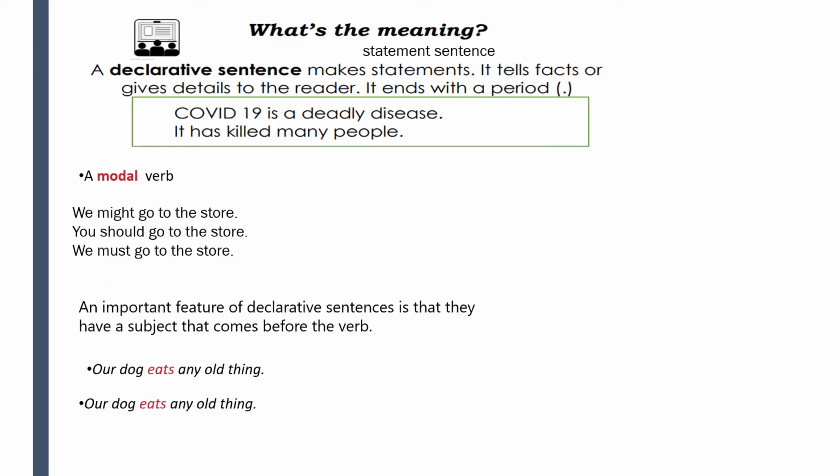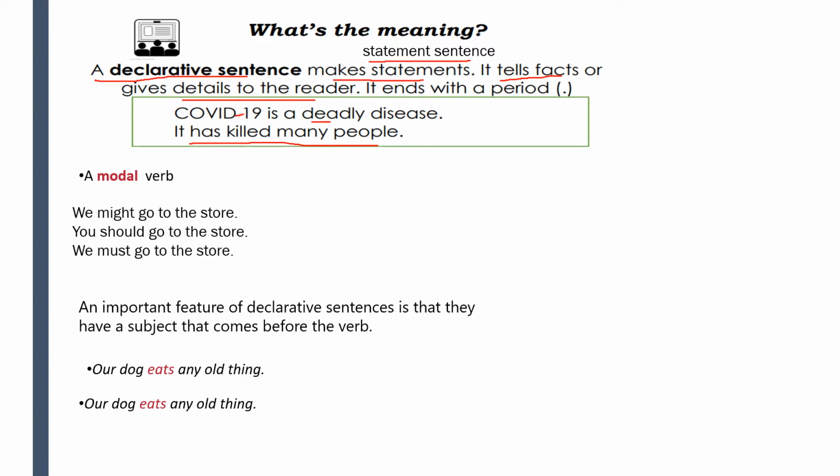A declarative sentence makes statements, or they are called statement sentences. These sentences tell facts or give details to the readers. Examples: COVID-19 is a deadly disease, nakakamatay. It has killed many people.